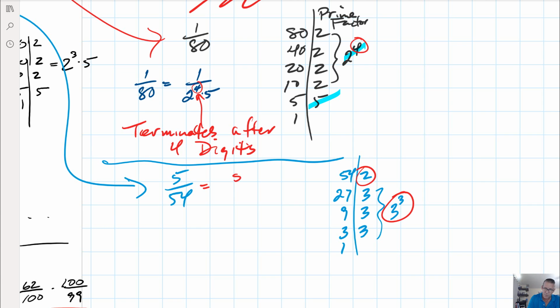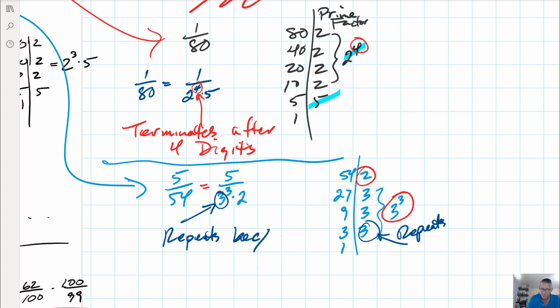So when I re-express this, I've got 5 divided by 3 to the 3rd, because there's 3 3's here, 3 to the 3rd power, times 2. So now I notice there's factors of 3, and because of this guy right here, this makes it repeat. If you have any other factors other than 2 and 5, it's going to repeat. So I look at this, and I know it repeats. It repeats because of the factor of 3.